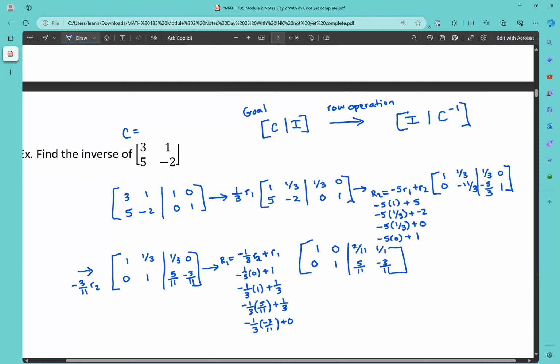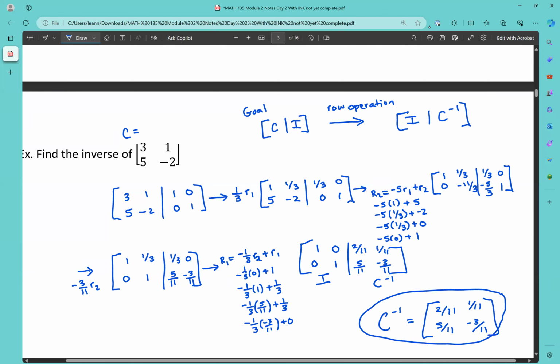So that's 1/11. Notice I have my identity here, which means this is C inverse. So we can actually rewrite that. The inverse of C is 2/11, 1/11, 5/11, and negative 3/11. So that's what we were searching for.